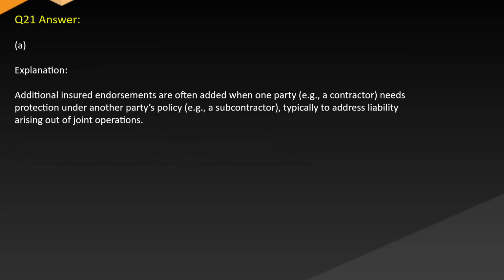Answer: A. Explanation: Additional insured endorsements are often added when one party, e.g. a contractor, needs protection under another party's policy, e.g. a subcontractor, typically to address liability arising out of joint operations.